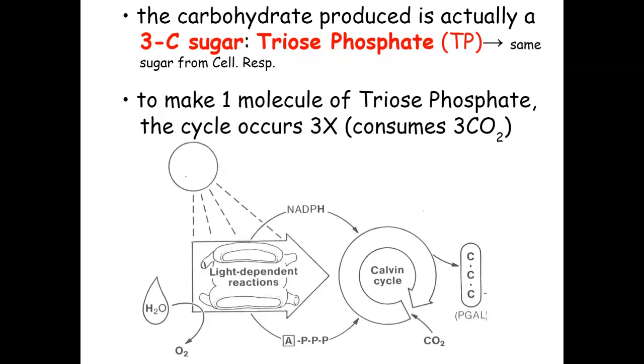The carbohydrate that we will actually produce in the Calvin cycle is a 3-carbon sugar called triose phosphate, or TP, it can be abbreviated. Note that this is the same sugar that we talked about in cellular respiration. It was one of the intermediate molecules of glycolysis. In order to make a molecule of triose phosphate, the Calvin cycle will occur 3 times. Each spin on the Calvin cycle is considered to consume 1 CO2. That means it will take 3 spins on the Calvin cycle in order to make a triose phosphate.